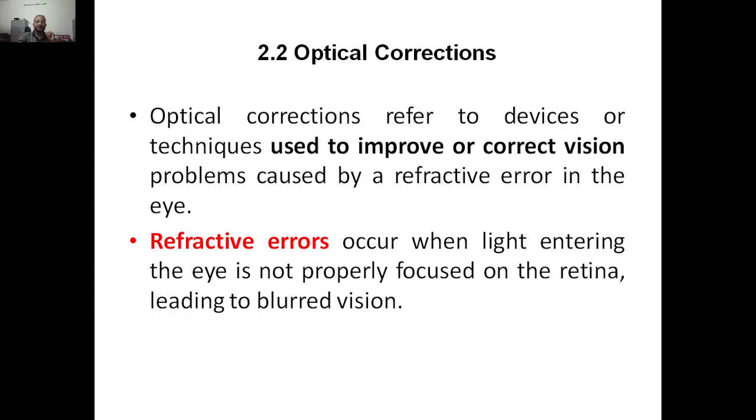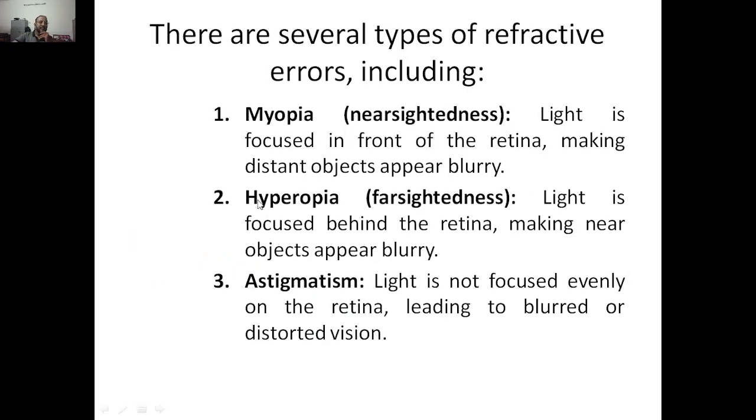Okay? So there are several types of refractive errors. Let's see what the different types of refractive errors are. First one is myopia, second one is hyperopia, third one is astigmatism. Myopia is nothing but nearsightedness. That means the light is focused in front of the retina, making distant objects appear blurry.